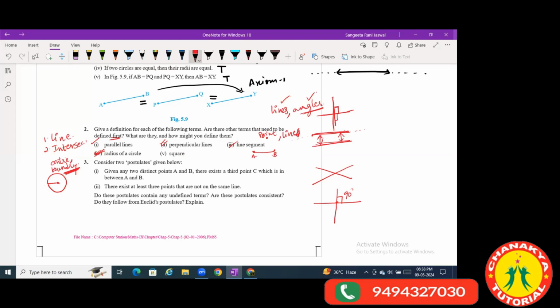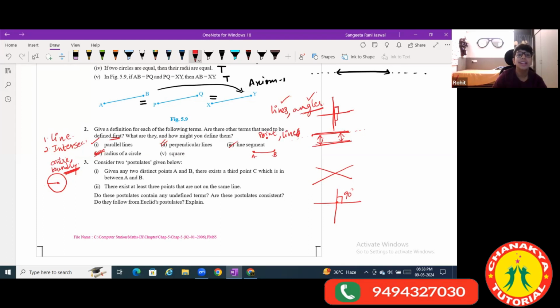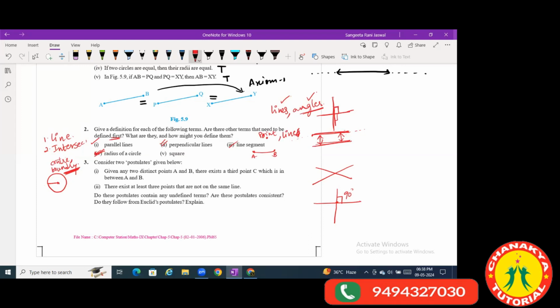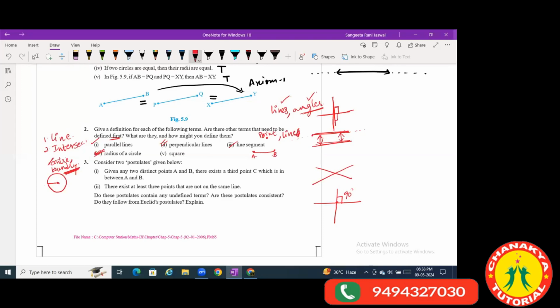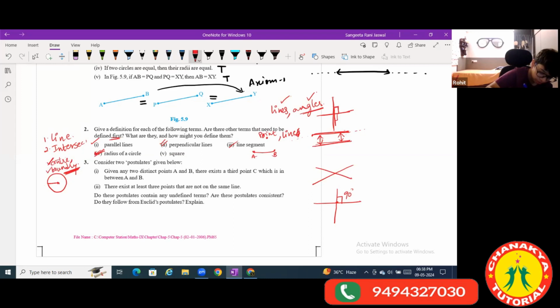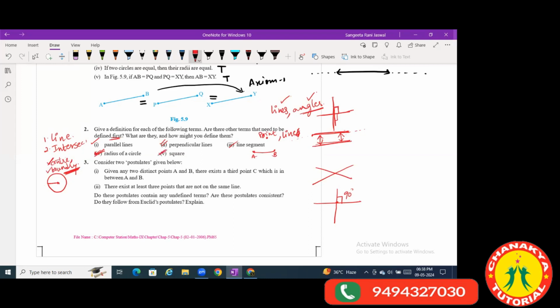Right, children? I hope you are understanding this. Yes, ma'am. Ma'am, can you once repeat the things we need to know? Which one, beta? Ma'am, for radius. Radius, so that's the center. So for radius, first you need to know about the center, you need to know about the boundary. Okay?